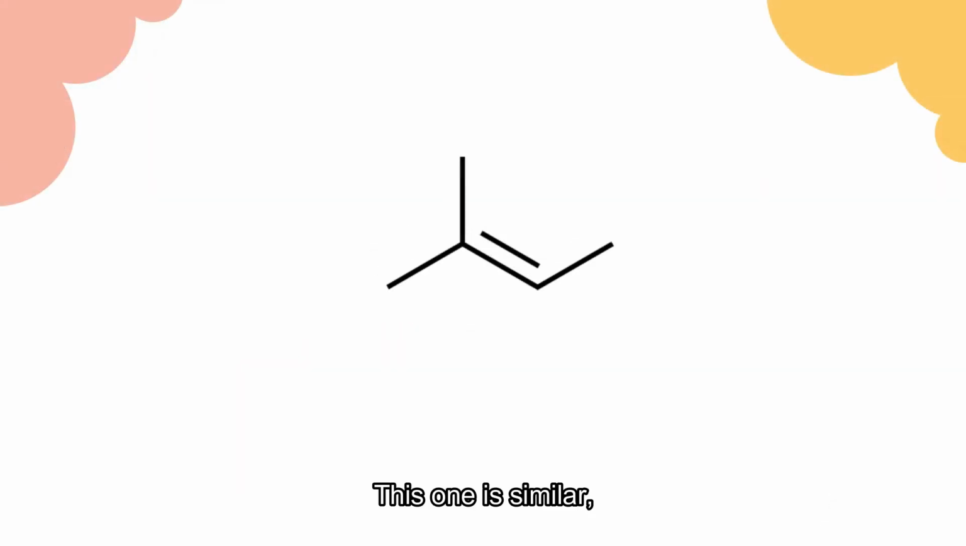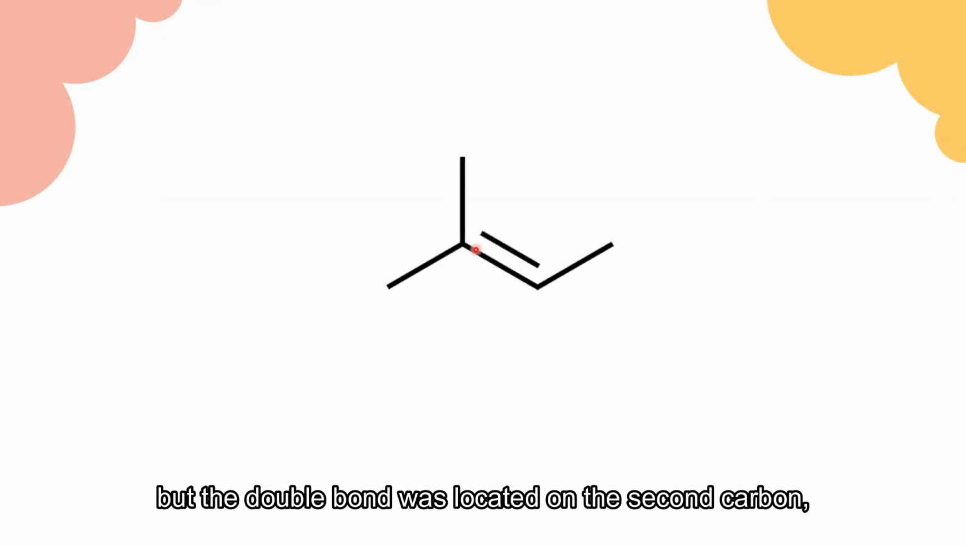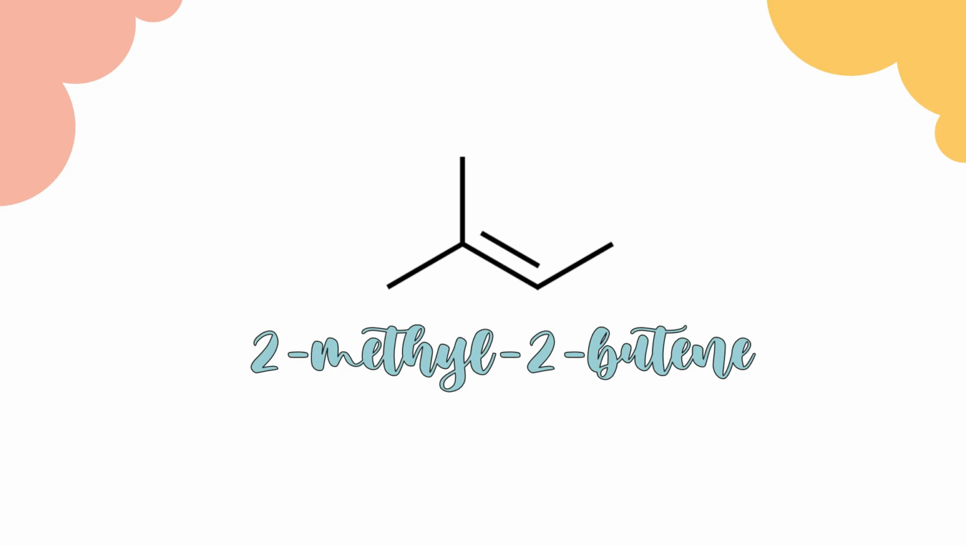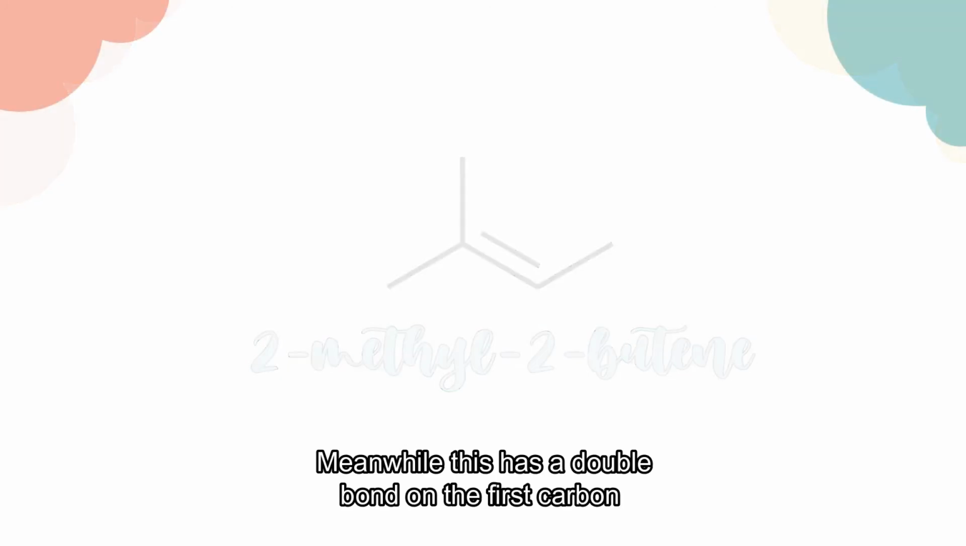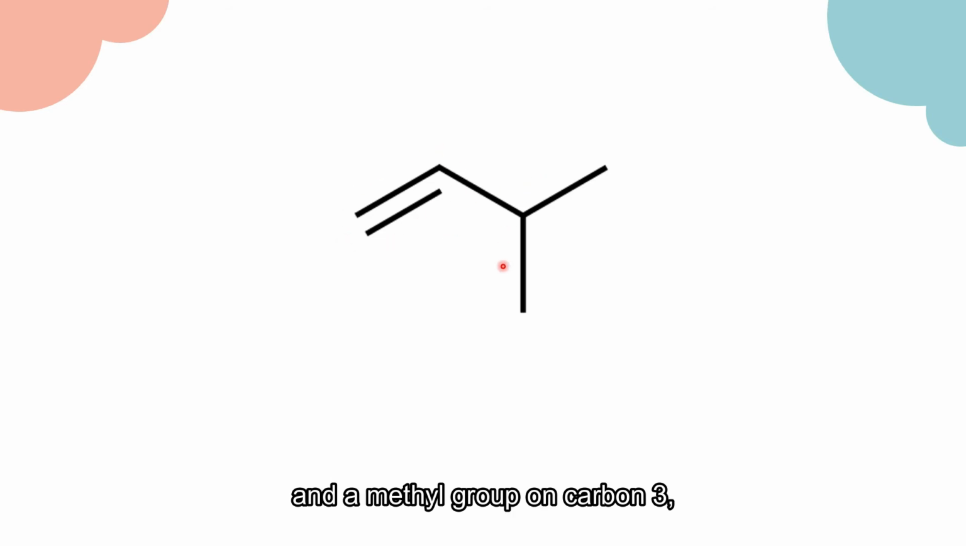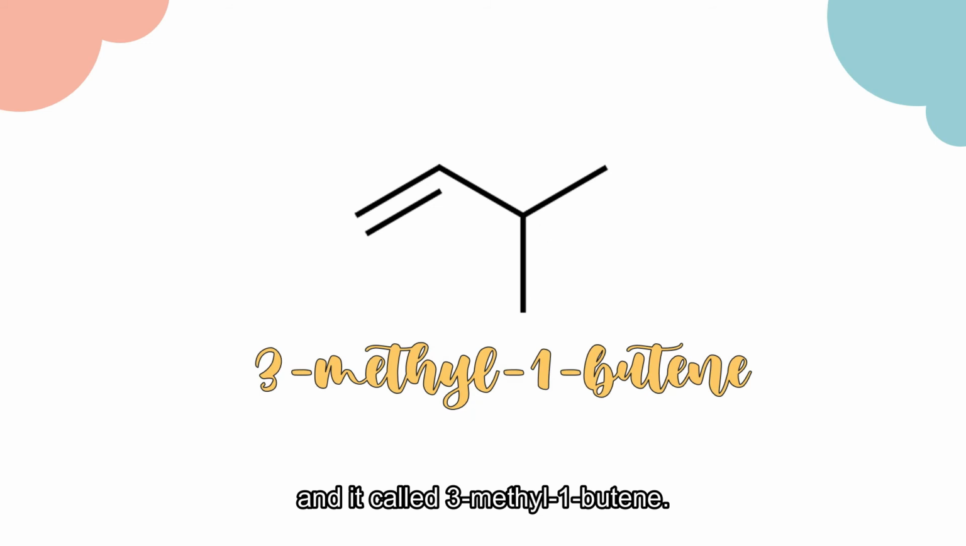This one is similar, but the double bond is located on the second carbon, so it's 2-methyl-2-butene. Meanwhile, this has a double bond on the first carbon and a methyl group on carbon 3, and it's called 3-methyl-1-butene.